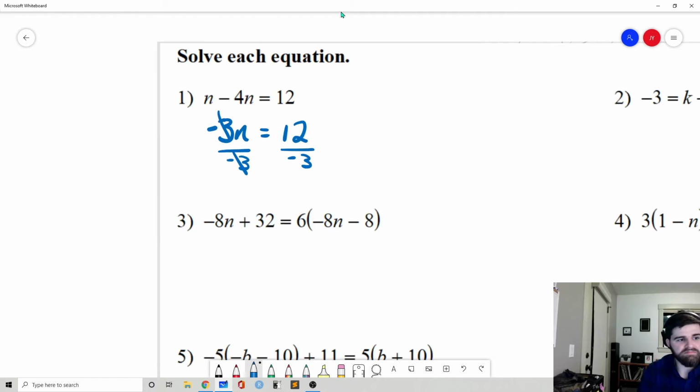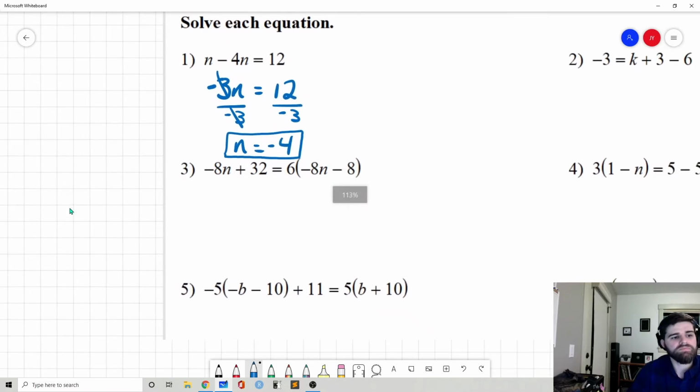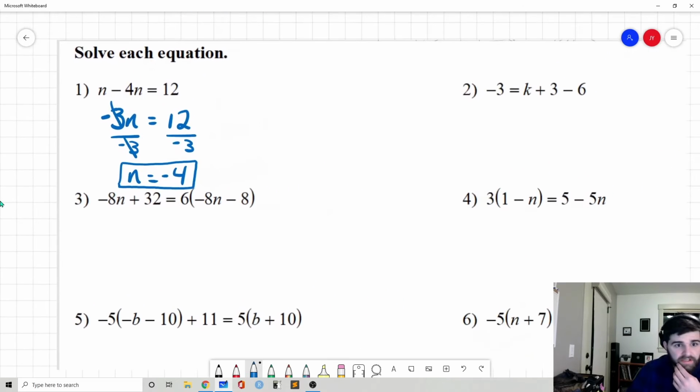Okay, and if I do that, negative 3 divided by itself just kind of goes away, right? That becomes 1. And then 12 divided by negative 3 is negative 4. If we multiply or divide and we have opposite signs, we get a negative answer. All right, let's take a look at number 2 here.